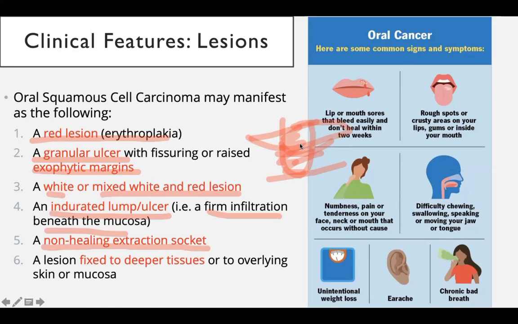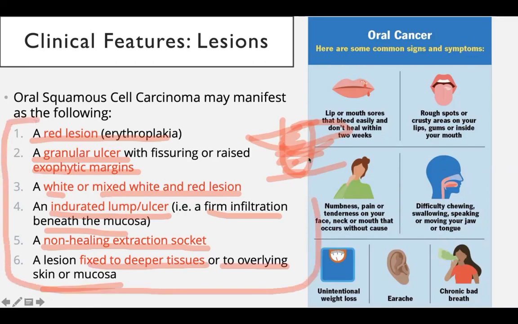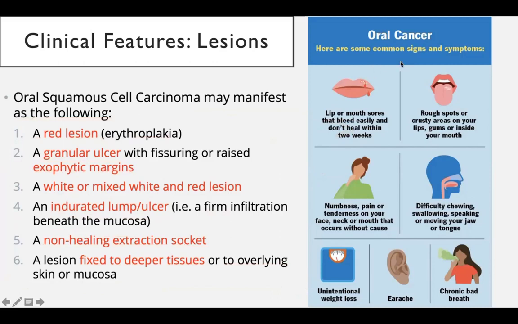It's not healing. You take a tooth out, you went to the dentist, and now the socket in your cavity is not healing. This can also be a clinical feature of a malignant lesion, and a lesion fixed to deeper tissues or to overlying skin or mucosa. So these are 6 or 7 lesions which can present as a clinical feature for oral cavity cancer. And now on the right side, we have some common signs and symptoms.